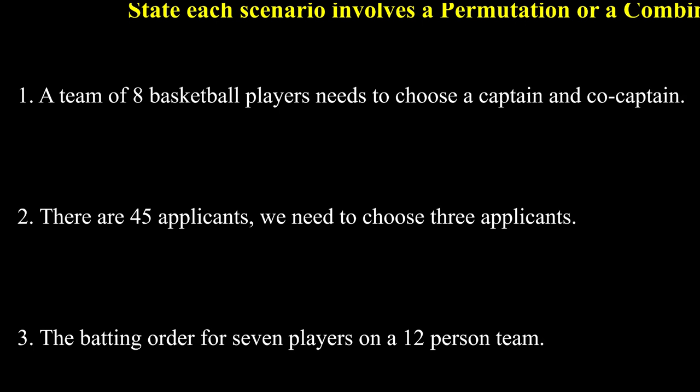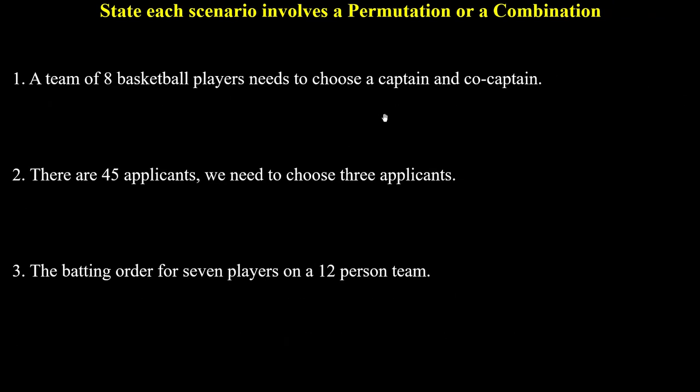Batting order for 7 players on a 12-person team. So a 12-person team in cricket. Now in IPL you can see the impact player, so we can think of a 12-person team. Right. So what about this, permutation or combination? Permutations. Out of 12 people, I need to select 7 people. Batting order is first who should come, second who should come, third who should come, who should play. We are giving that arrangement. Selection and arrangement involved, so by default we have to go with permutation. So first one 8P2, second one 45C3, third one 12P7.